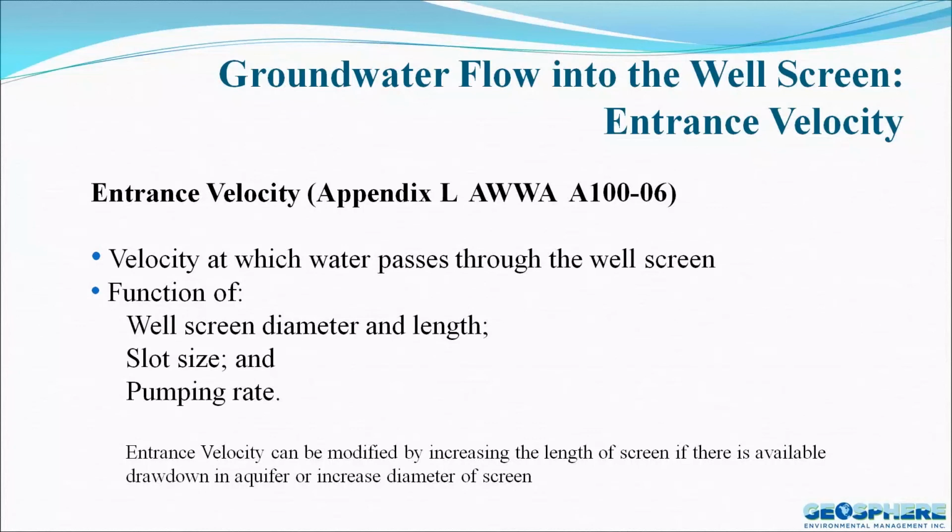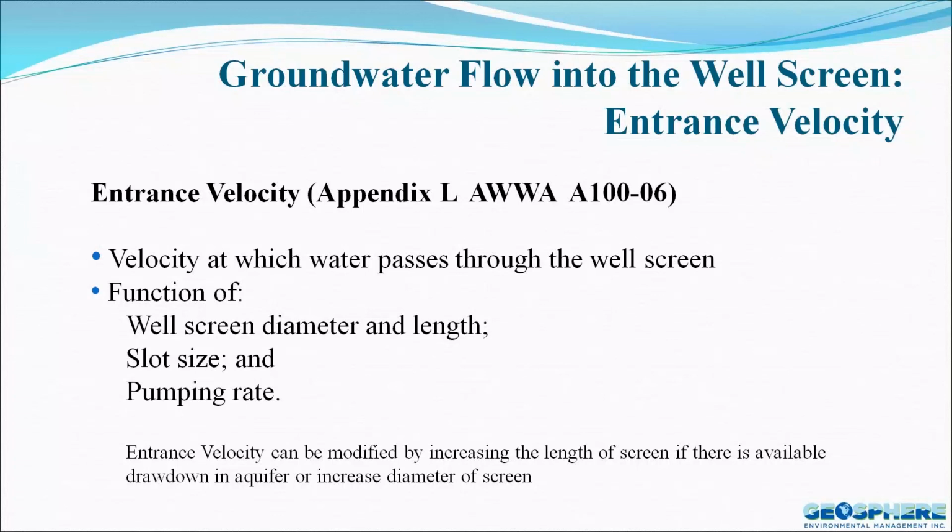What we also want to look at here is that groundwater flow. This is like entrance velocity taken from the AWWA manual. And it's nothing more than the velocity at which the water passes through the well screen. It's a function of three principal parameters. The first is the well screen diameter and length, the slot size, and the pumping rate.